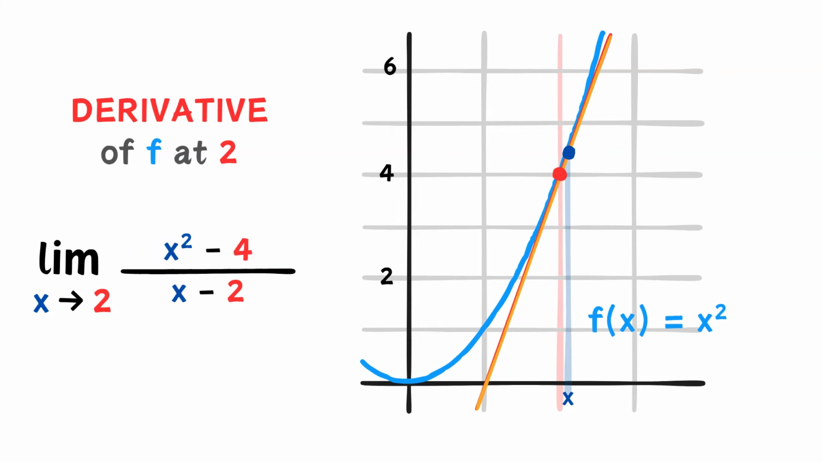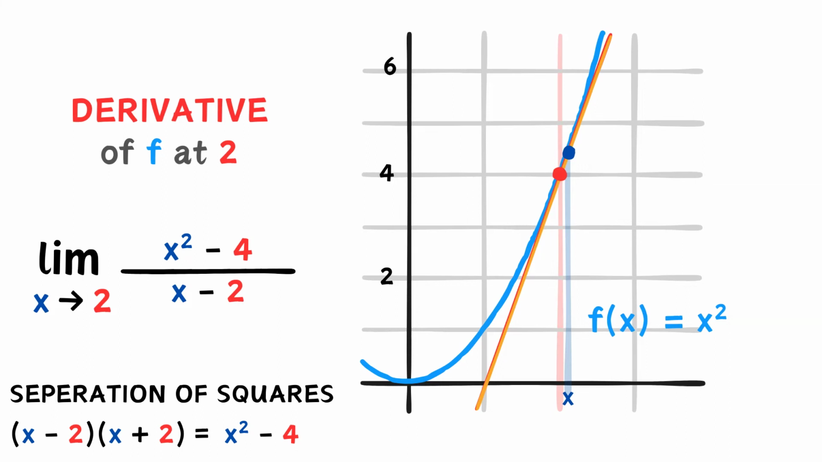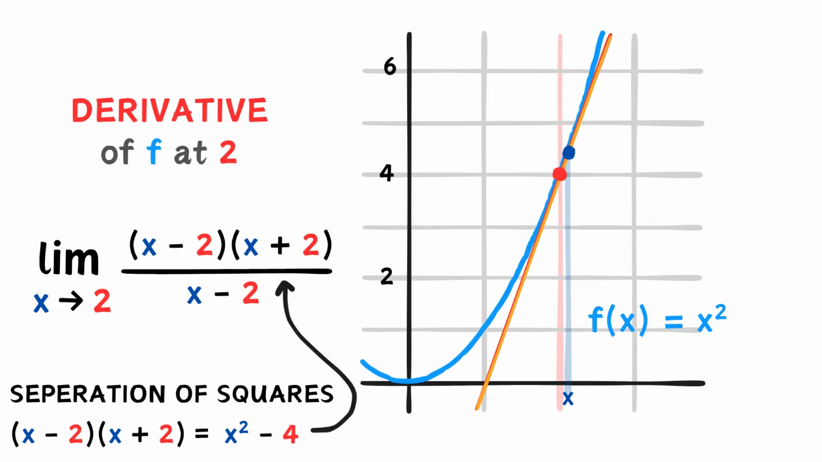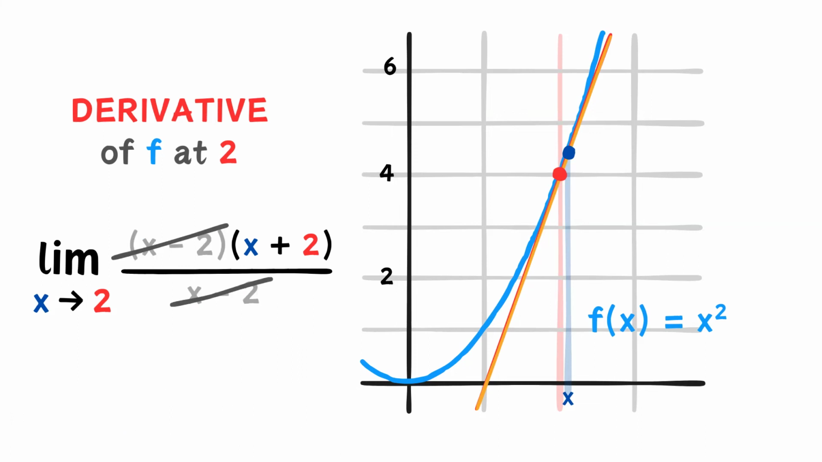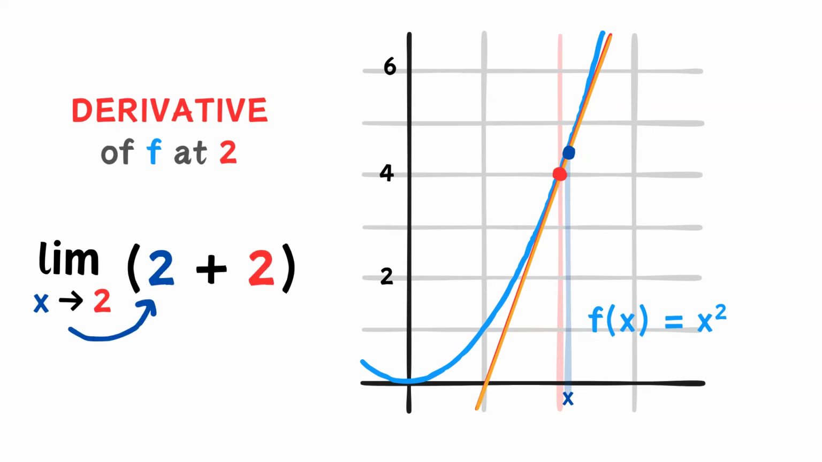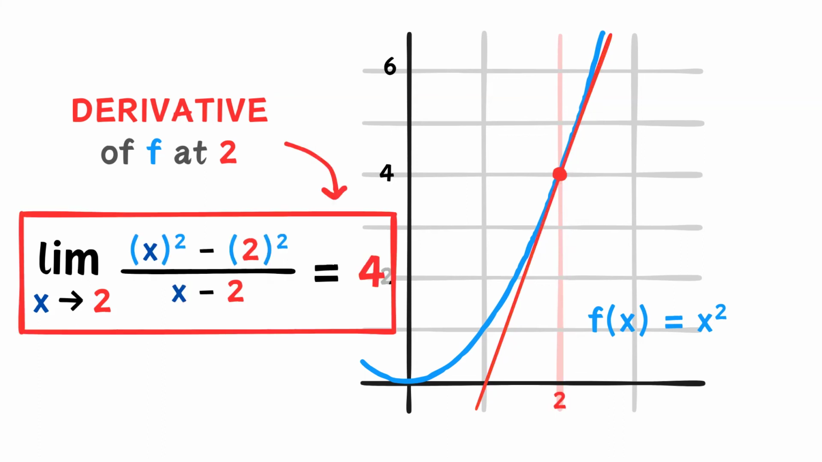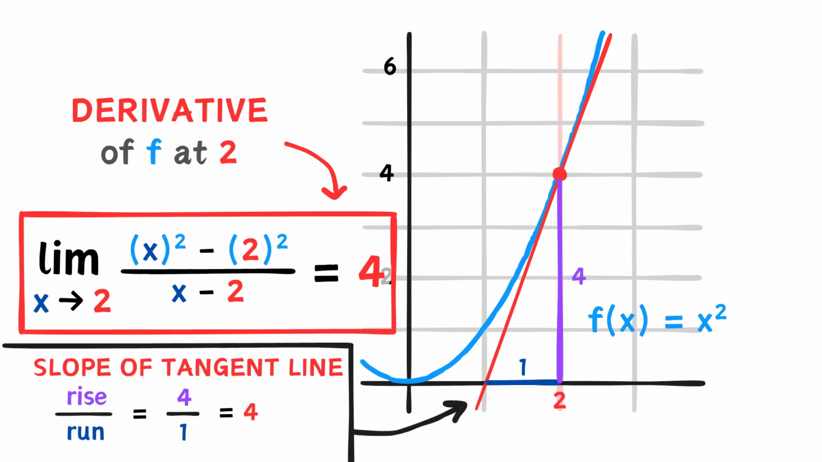Using our knowledge of perfect squares, we know that x squared minus 4 can be rewritten as x minus 2 times x plus 2. Now, notice that the x minus 2's will cancel out in the numerator and in the denominator. This simplifies to x plus 2. And now, if we directly substitute in the 2, we get 2 plus 2, which is 4. So that's our derivative. As x approaches 2, the limit of x squared minus 2 squared over x minus 2 is 4. Looking at the slope at 2, 4 seems like an appropriate answer.